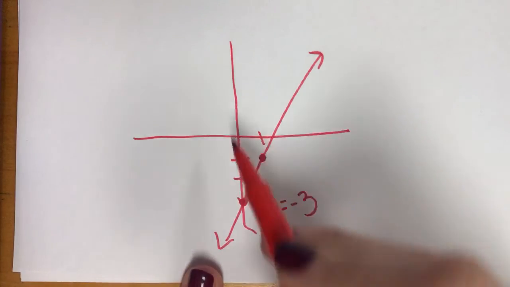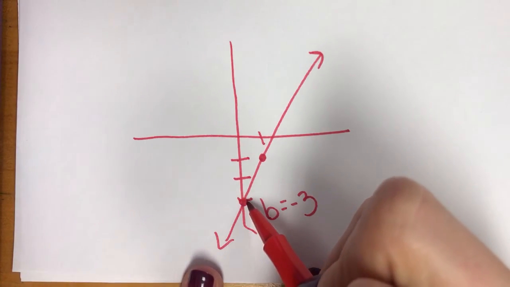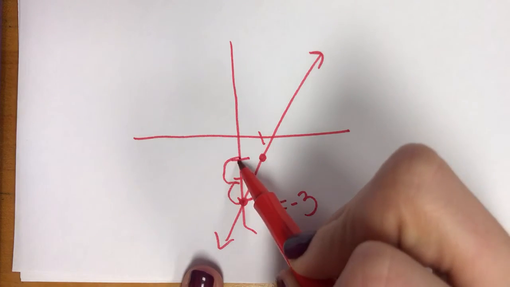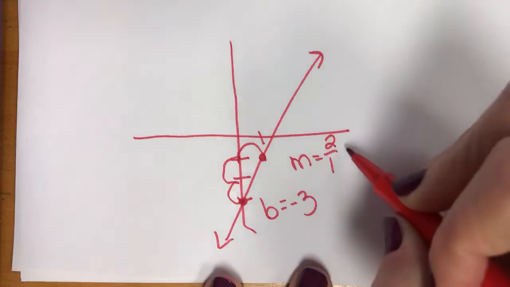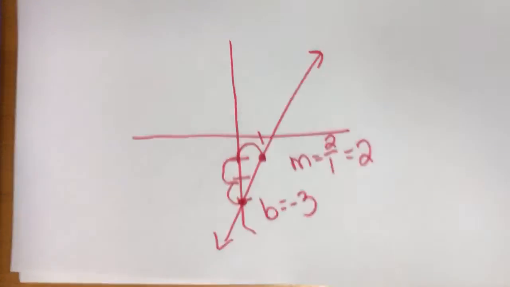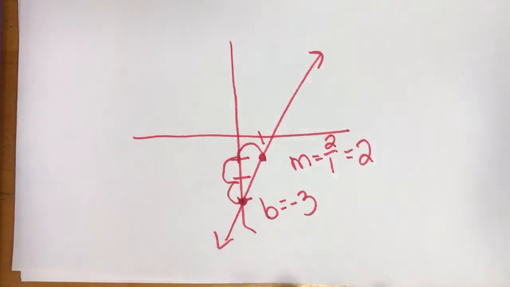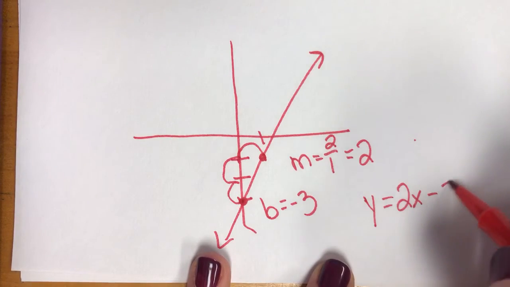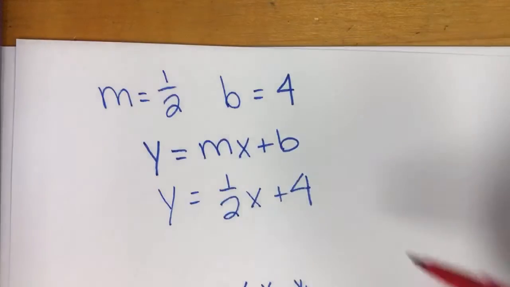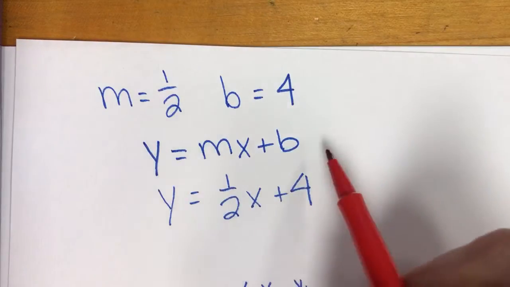We always find our b value on the y-axis. And we have a slope of up 2 over 1. So we know our slope is +2 over 1 or just 2. So a couple things we could then tell. We could tell that in slope-intercept form, this would be y equals 2x minus 3. Just like we talked about in this first problem up here, right? I'm just plugging into y equals mx plus b form.